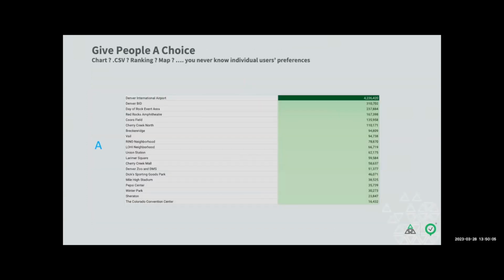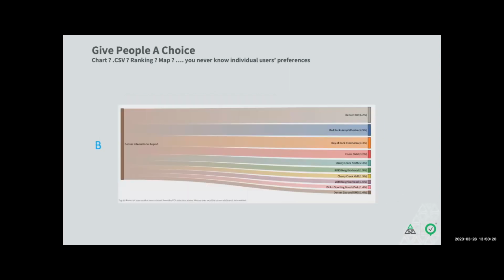Some people might look at our platform and prefer to see charts like this or rankings like this. Just tell me what's the highest and what's the lowest, and allow me to see the top 10, top 50, top 100 if I want to. Somebody might prefer a visual like this that says, okay, people that arrive in Denver spend a lot of time at a certain place. Like, these are not people that are going to Red Rocks Amphitheater. This is the same type of data visualized in a different way.